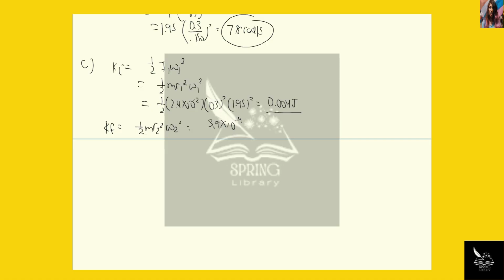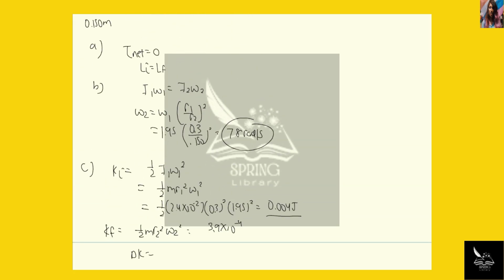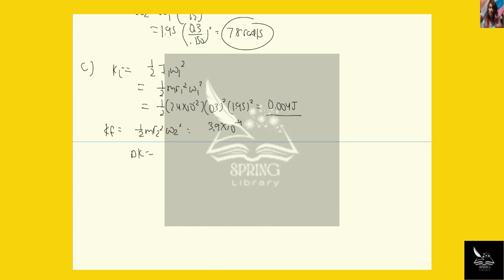Now, our change in kinetic energy is just K final minus K initial. So 3.94 times 10 to the negative 4 minus 0.004. We end up getting a value of 0.003 joules as our change in kinetic energy.